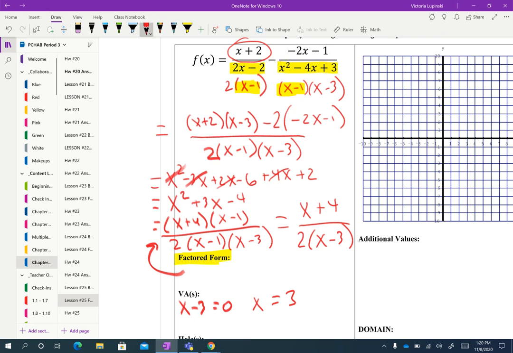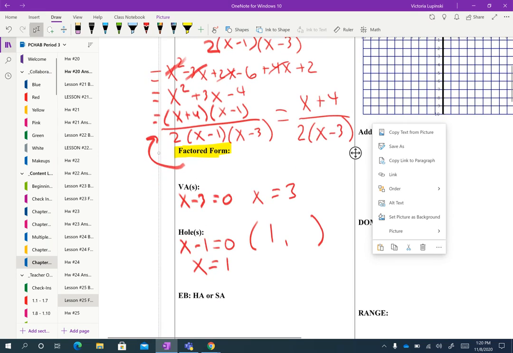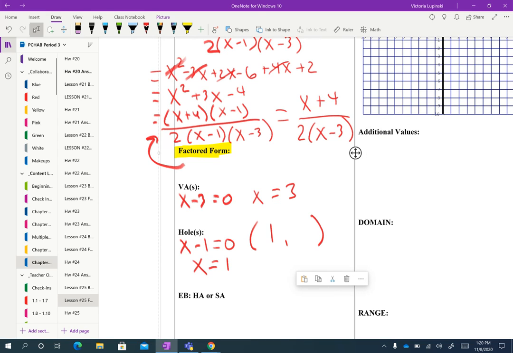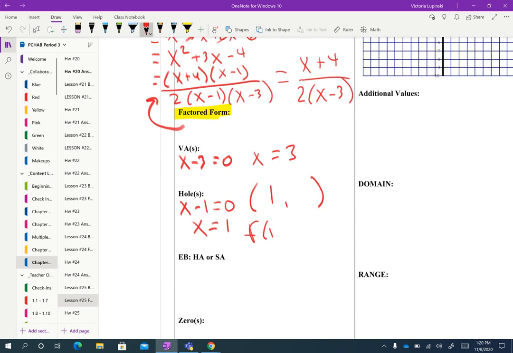of 3. Then for there to be holes, you would have to have a common factor to the top and bottom, which you do, x minus 1. If you go ahead and solve, your hole is going to be at 1 comma something. To find out what the something is, you would have to go ahead and plug the 1 into the reduced form. So you're going to go ahead and find f of x, okay? So f of 1 into the reduced form would be 1 plus 4 over 2 times 1 minus 3. That looks like 5 over negative 4, so that's going to be negative 5/4.